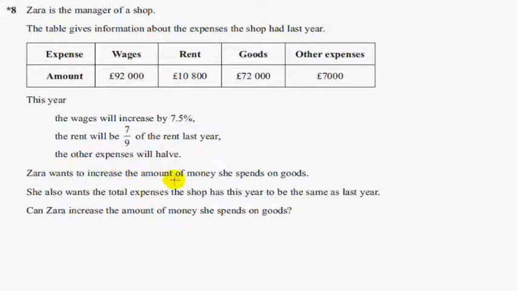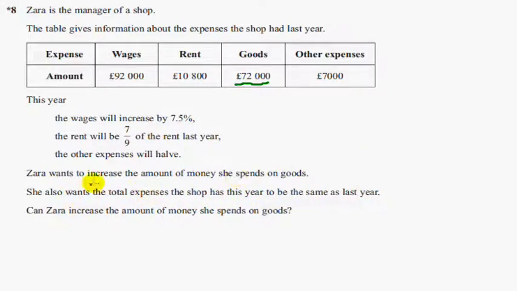Zara wants to increase the amount of money she spends on goods. She also wants the total expenses the shop has this year to be the same as the last. Can Zara increase the amount of money she spends on goods? Well, first of all, it says that Zara wants to increase the amount of money she spends on goods, and she wants the total expenses of the shop this year to be the same as the last.